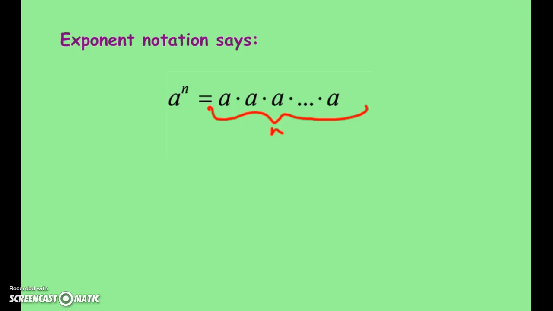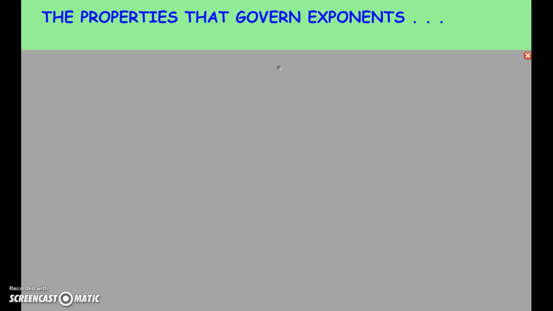The first thing I'd like to define for you is what exponent notation is saying. Exponent notation is the a to the n term, and what it says is it means a times a times a, n times. So this is the expanded form, or what I will call later on writing it out. And this is the exponent notation, that a to the n. Now, a more concrete example would be 2 to the third is equal to 2 times 2 times 2.